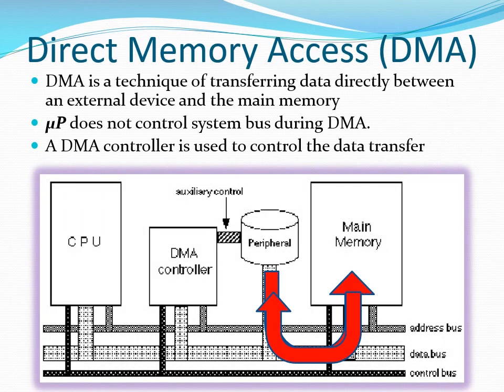Direct memory access, DMA in short, is a technique of transferring data directly between an external I/O device and the main memory of a microprocessor-based system. During DMA, a controller known as the DMA controller controls the data transfer. In other words, the DMA controller controls the system bus and the microprocessor does not have control of the system bus.